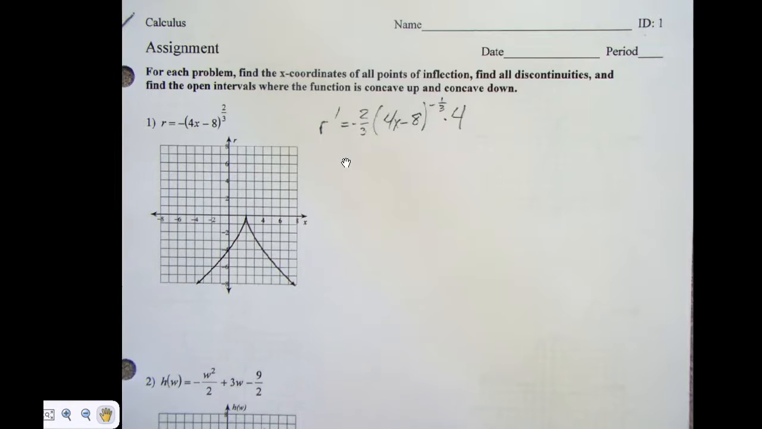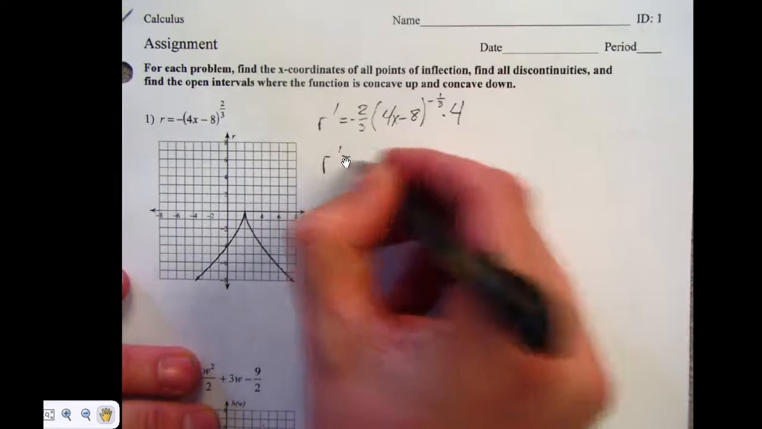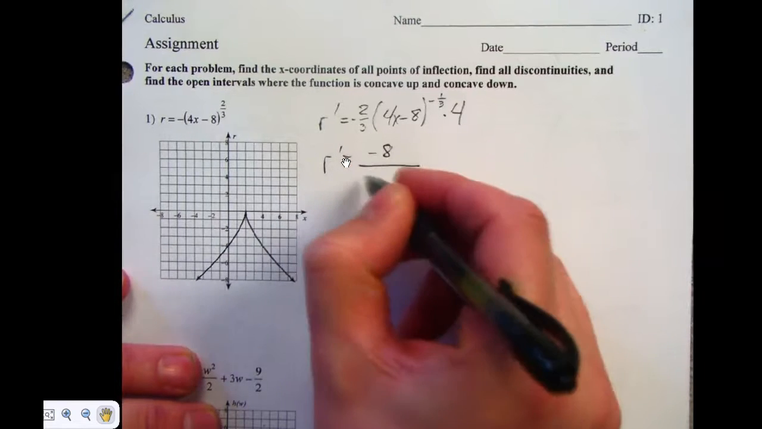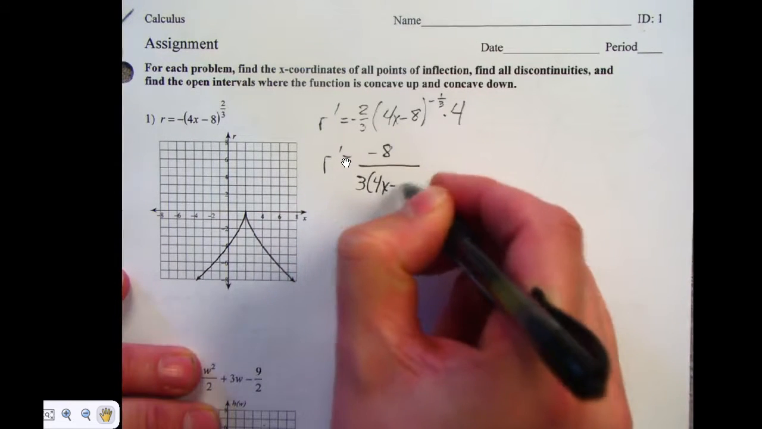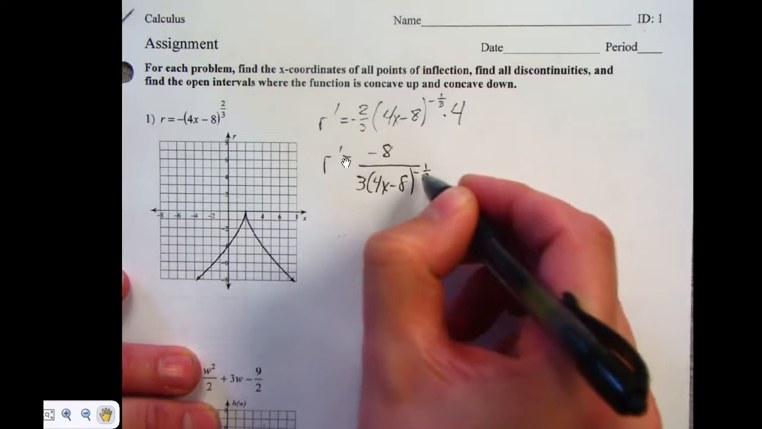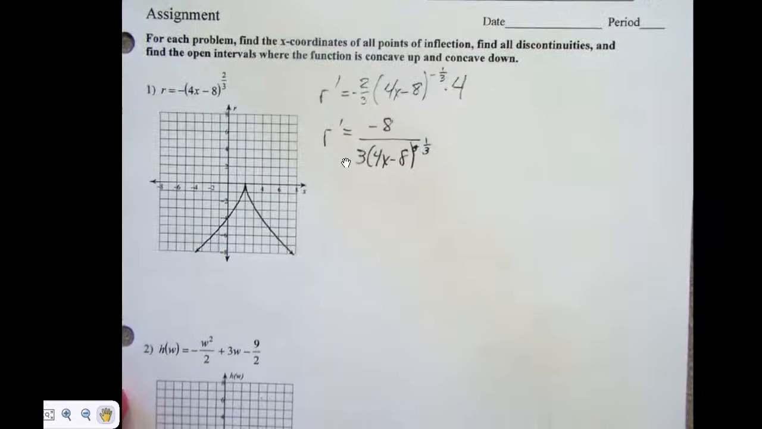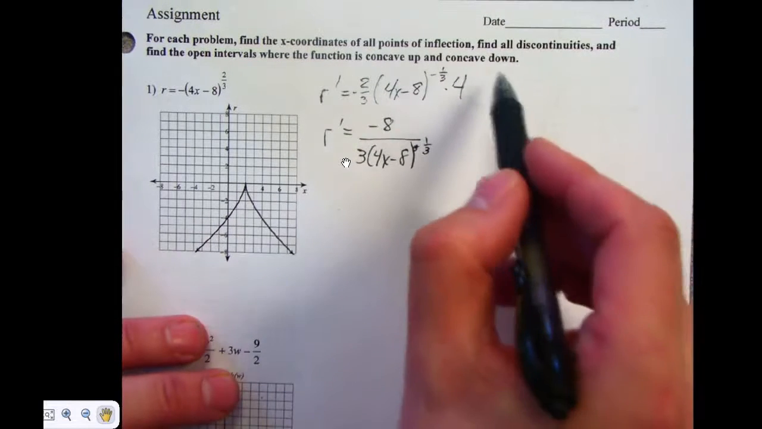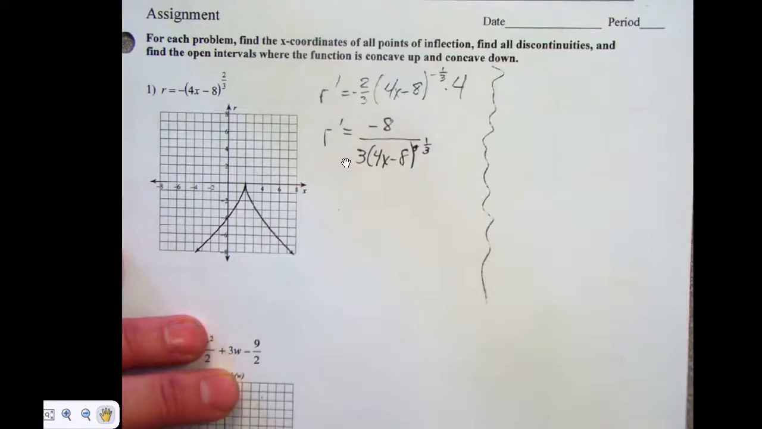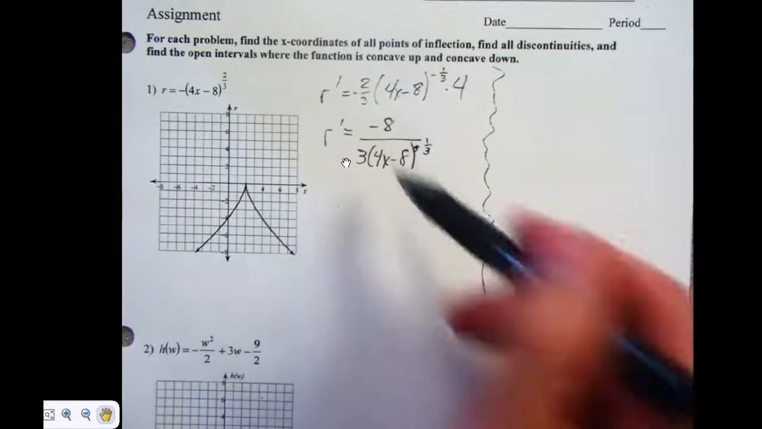So if I rewrite that, it'll be -8 over 3 times (4x minus 8) to the positive 1/3. Try to make 2 columns. That's what we're going to try: first derivative here, second derivative here. What do I do with the derivative?